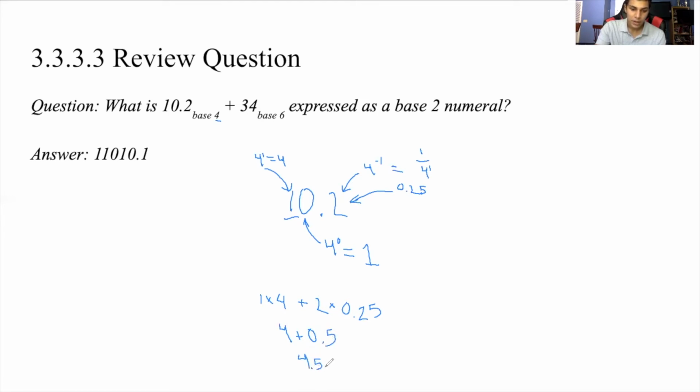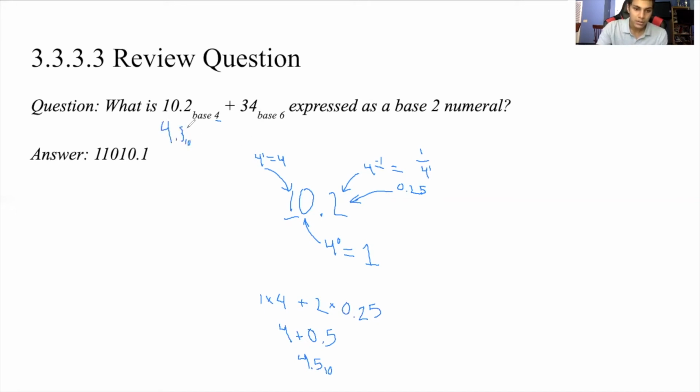And if you're unfamiliar with converting decimals, this is essentially how it works. You just need to realize that decimals have a negative power, which go down as you go down decimal points. And you still need to figure out what that represents, and you'll use the exact same method in order to do that. So this number is 4.5 in base 10.